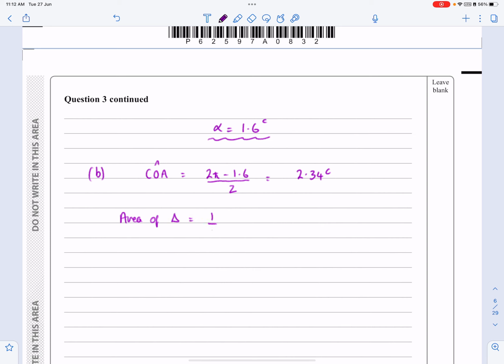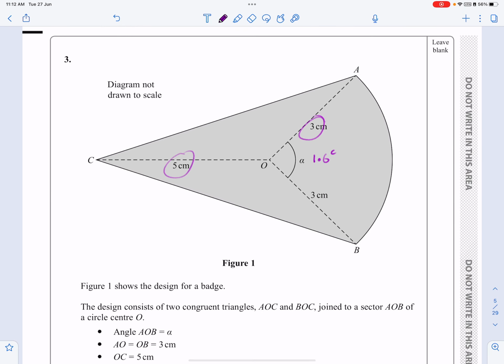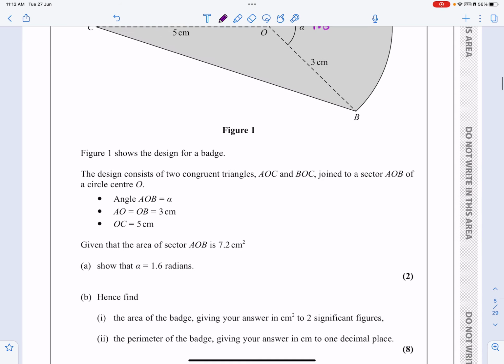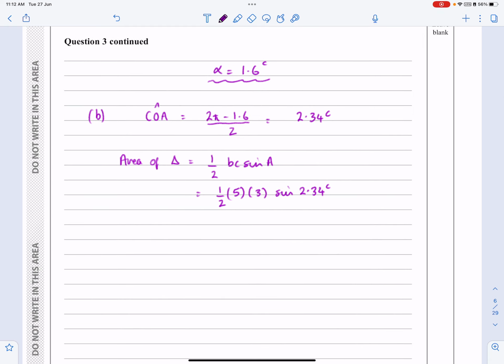And then the area of the triangle is going to be equal to a half BC sine A, which is going to be equal to a half, and what have we got there? I think we've got 5, 3, and the angle that I've just worked out. So half, 5, 3, sine 2.34. Make sure your calculator is in radians. We don't want to make a mistake with that. If you plug all that in, that all works out to be 5.38 centimeters squared.